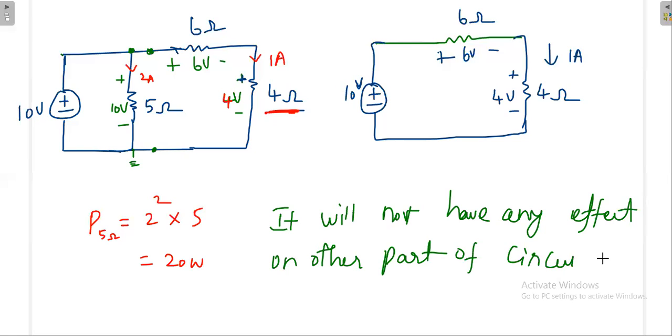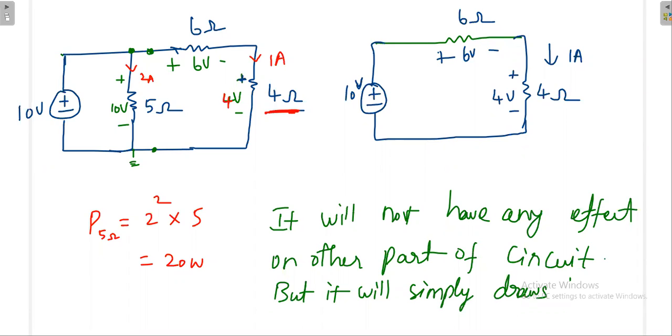but it will simply draw the current, so power is wasted unnecessarily.